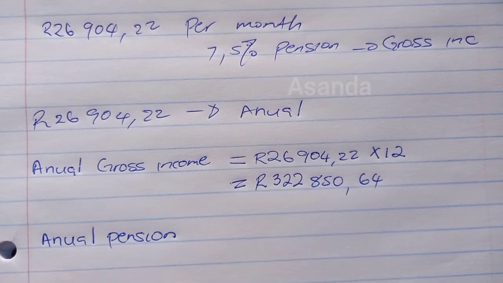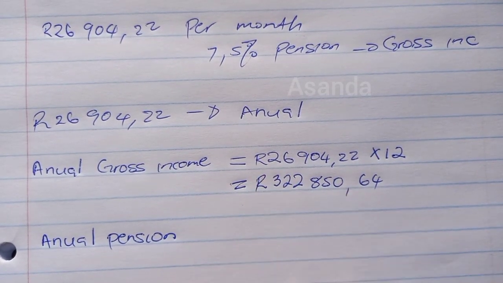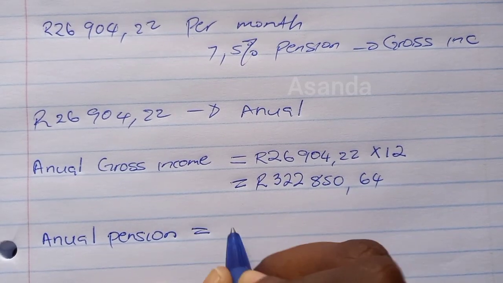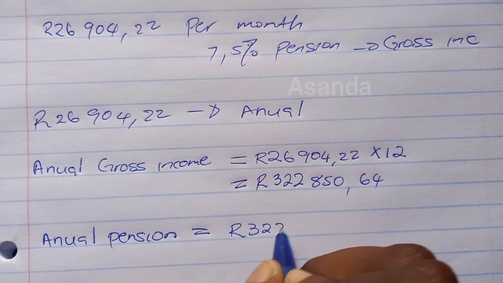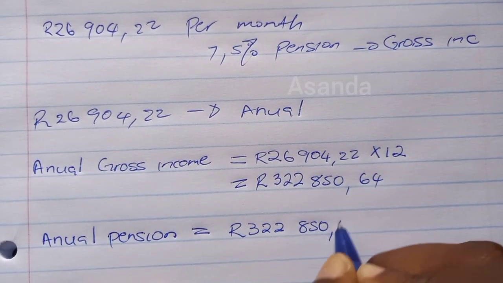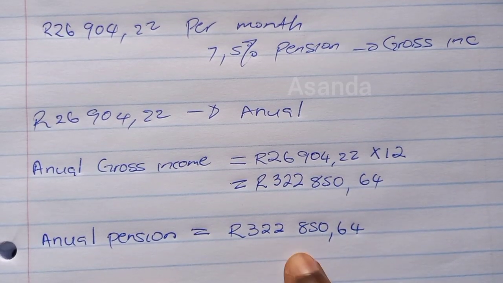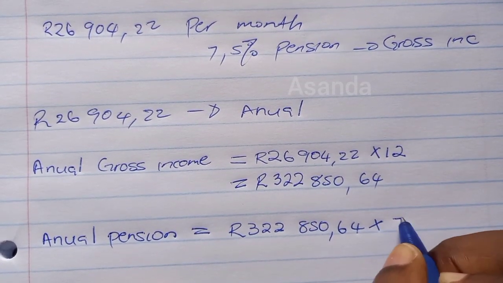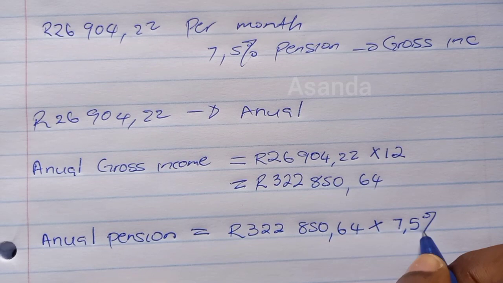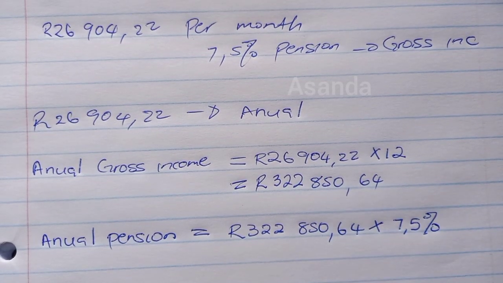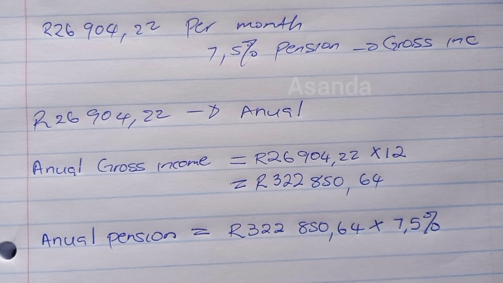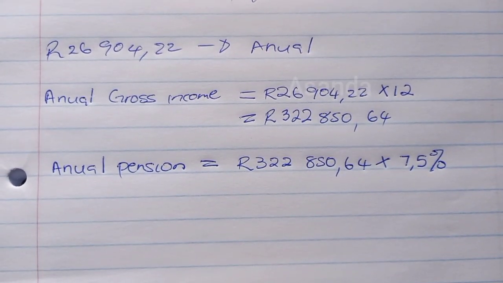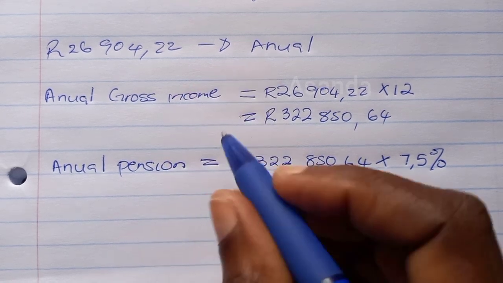I know it's going to be annual pension because I'm going to use annual income. It is equal to 322,850 rand and 64 cents, so this is annual gross income, multiplied by 7.5%. I have videos here that show you how I do the percentages and all of that. So if you don't understand my method, I do have videos where I explain the method step by step.